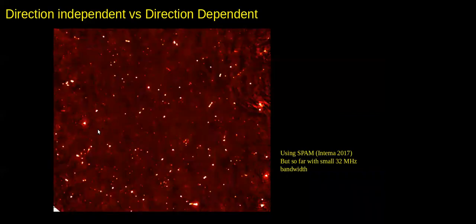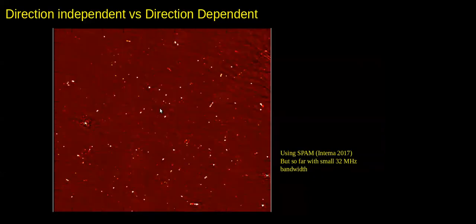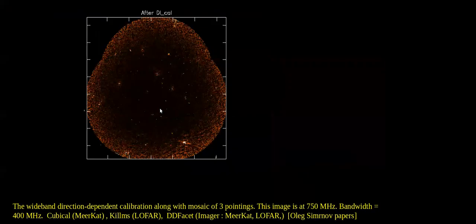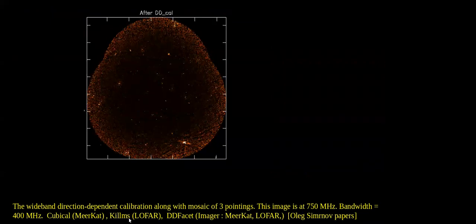I made it with this LS Northbound field. I am just showing you the improvement between direction independent versus direction dependent. So this is another image. This is the wideband direction dependent calibration along with mosaic. We will not discuss the mosaic here. That is, we have three different pointings of your sky, and we do the mosaic and also perform the direction dependent calibration. So this image is at 750 megahertz, the bandwidth is 400 megahertz.